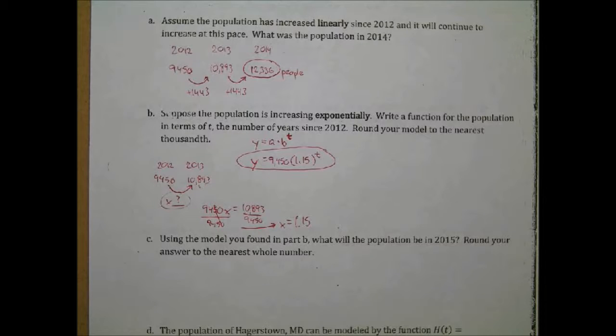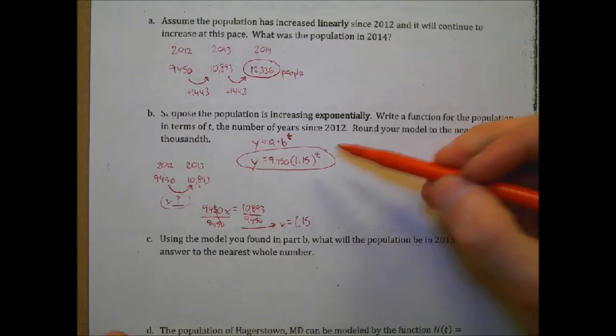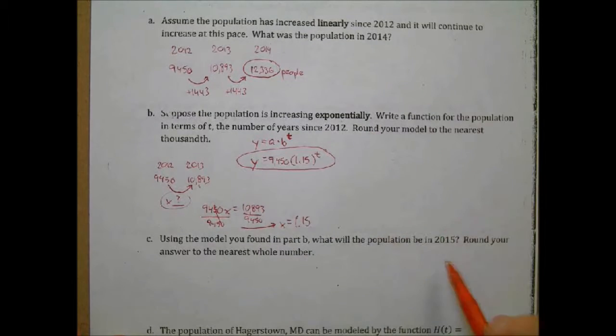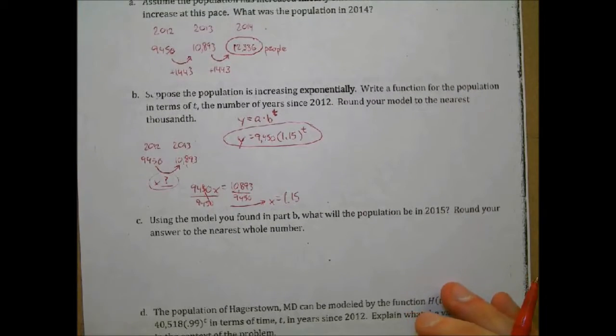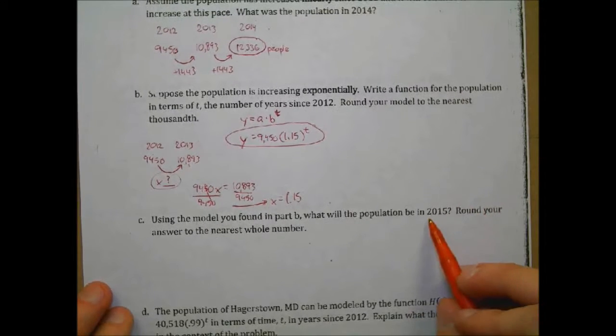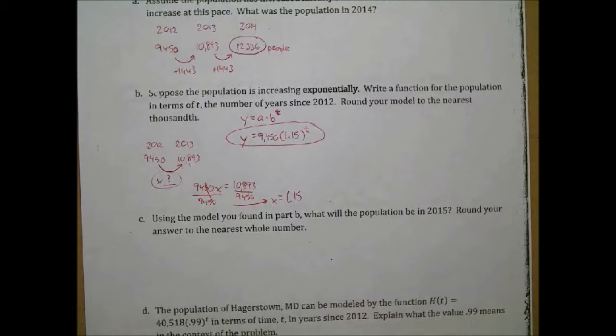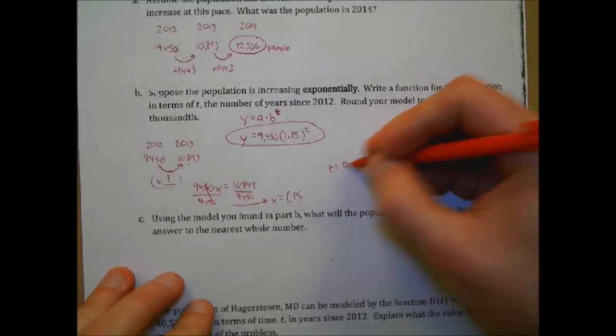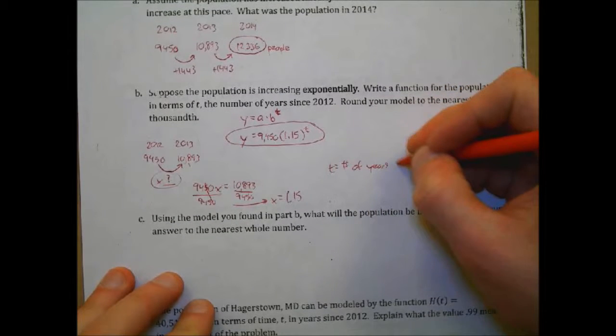And so then for letter C, using the model you found in part B, what will the population be in 2015? Now, how are we going to use this to figure out the population in 2015? What should we do here? Yeah, Jackson. Plug 3 in for t. Wait, plug 3, but the year is 2015, Jackson. Why do I want to plug 3 in for t? That's right. Remember, folks, we started counting at the year 2012. t is the number of years since 2012.